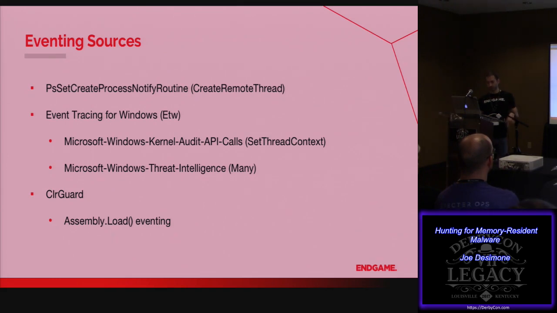Microsoft-Windows-Threat-Intelligence is kind of hot off the press. It doesn't even exist on my long-term service branch VM, but on the previous Creators Update, it'll have it. And on the newest Fall Creators Update, they're adding even more stuff to that. So that's a great eventing source if you can get access. And then also CLR Guard, which I'm going to release. This will actually event on the Assembly.Load call. If you call Assembly.Load, this will event on that and log it. You can block stuff inline.